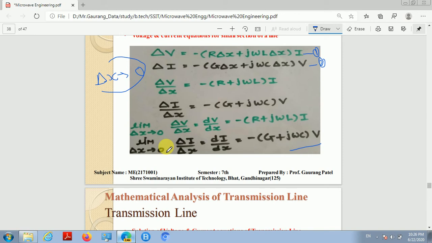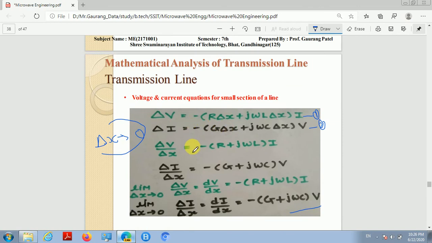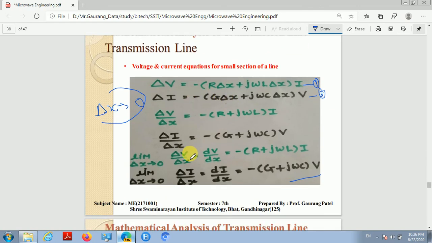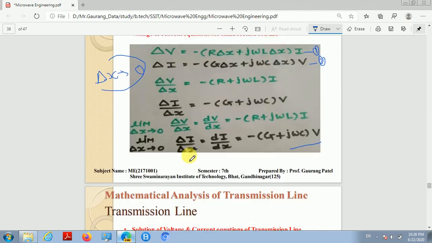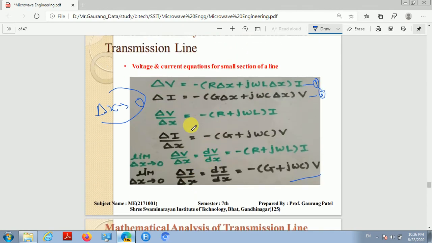So you can see here the voltage and current are not related through an algebraic equation, but they are related by a differential equation. So the relation of the voltage and current on the transmission line is a differential equation. These are the voltage and current equations on the small section of the transmission line, and they are represented by differential equations on the transmission line.